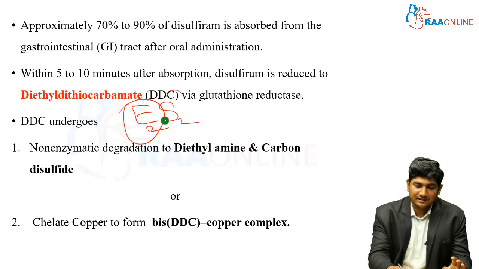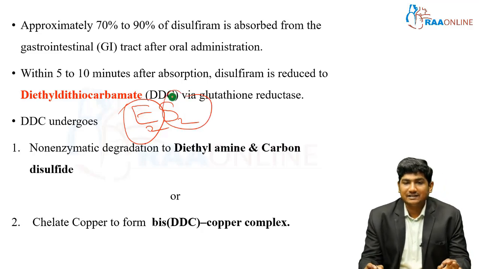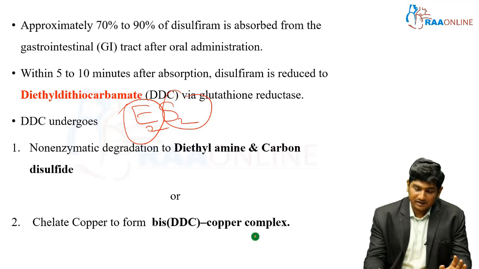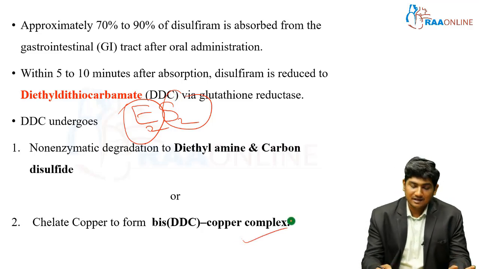Either it can go for a non-enzymatic degradation, where the ethyl groups split and the sulfurs split: the diethyl becomes diethylamine and the sulfur becomes carbon disulfide. Just a non-enzymatic splitting. Or this DDC can complex with copper, chelating copper to become the bis-DDC copper complex. So what is the fate of this bis-DDC copper complex, and what is the fate of this diethylamine and carbon disulfide?